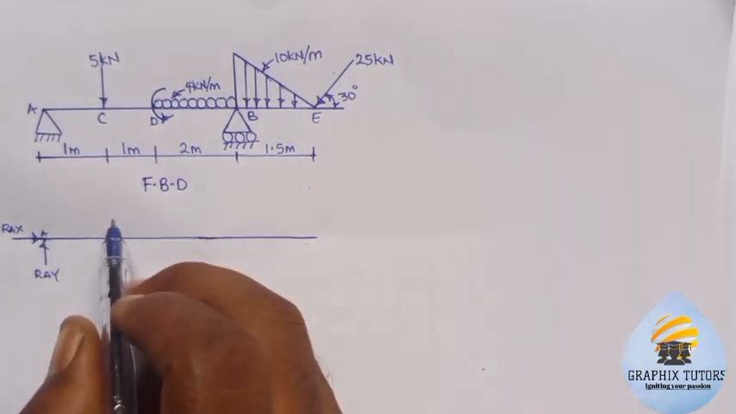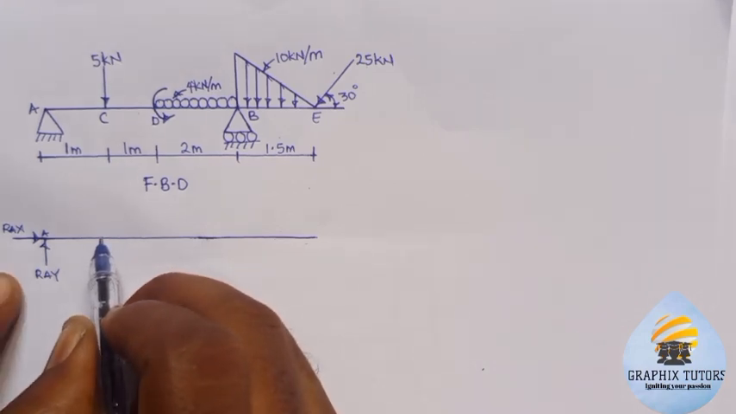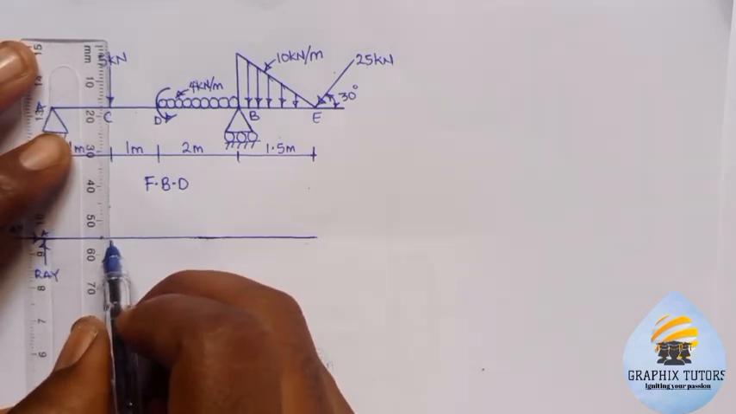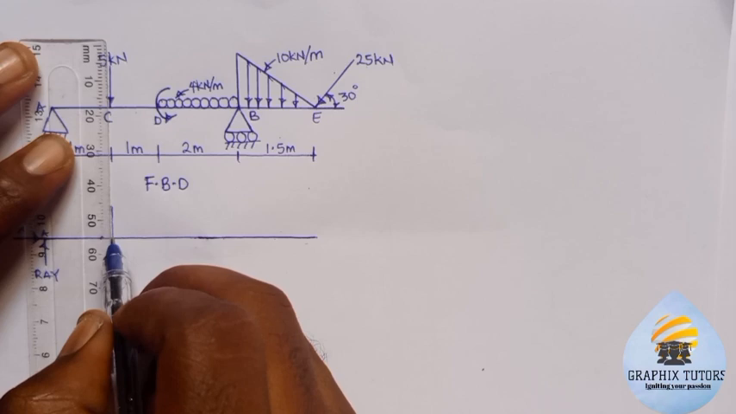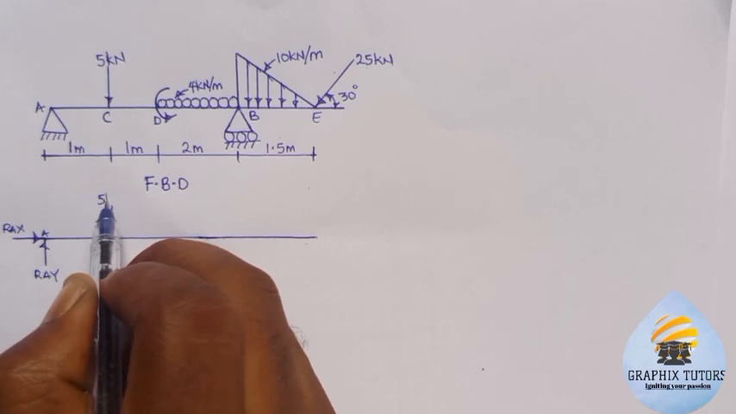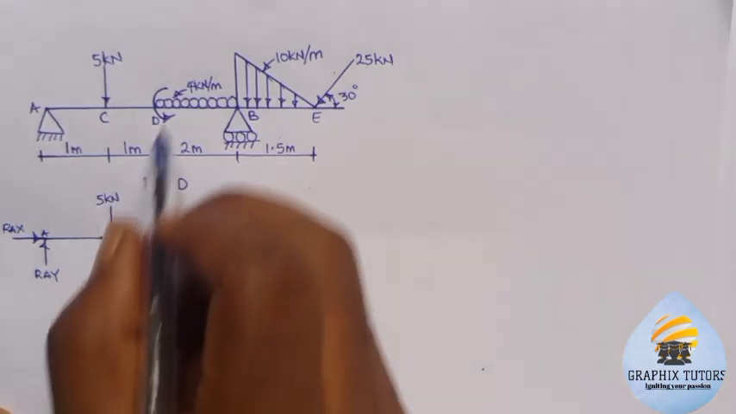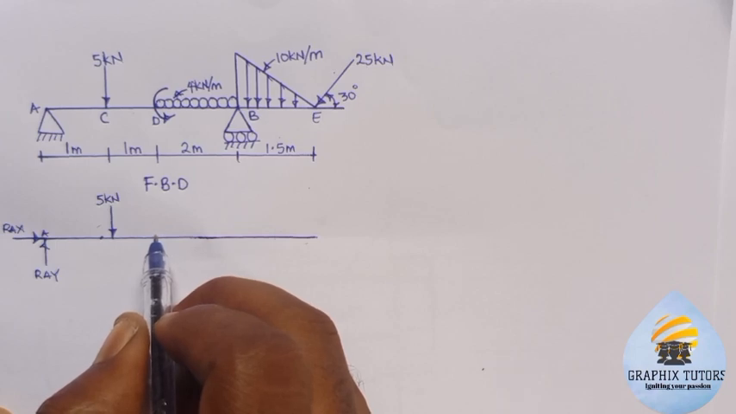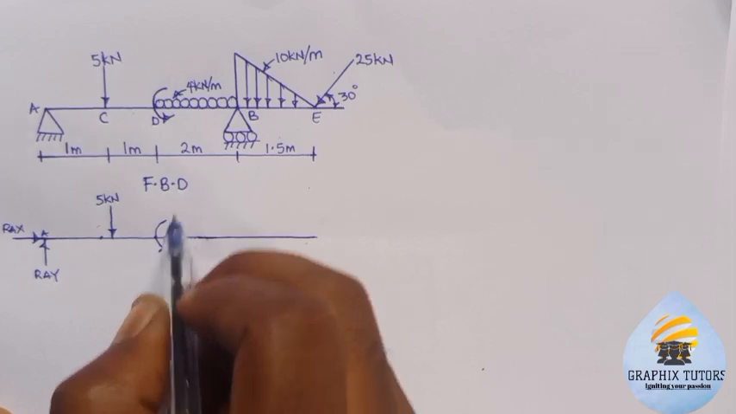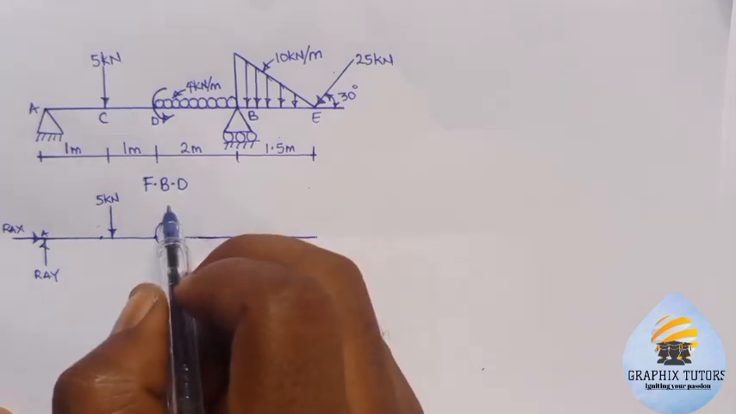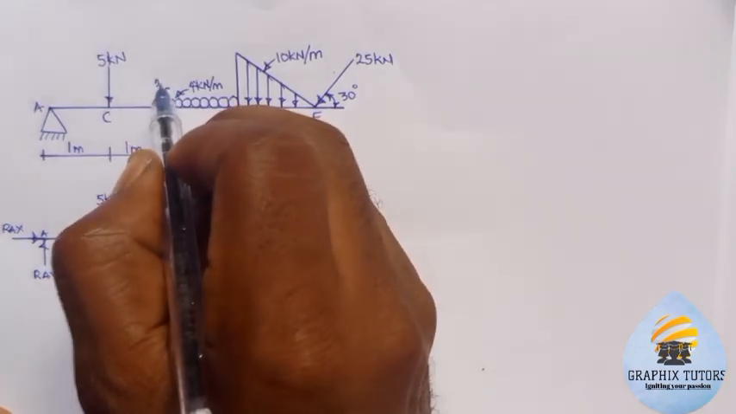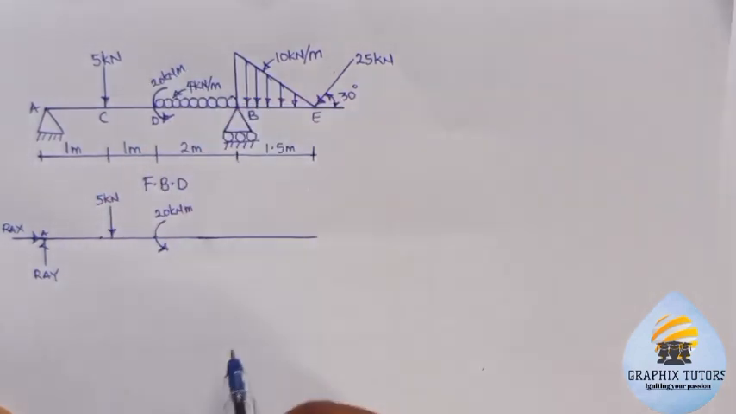Now the other one, we have the 5 kilonewton at a distance of 1 meter. So I'll put the 5 kilonewton here. This is our 5 kilonewton. And we have a moment at point D here. We have this going this way, and that will give us 20 kilonewton meter, just like in the question, 20 kilonewton meter.